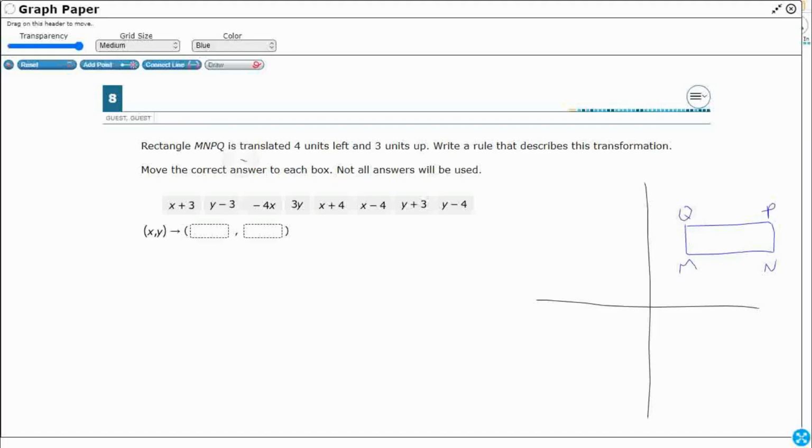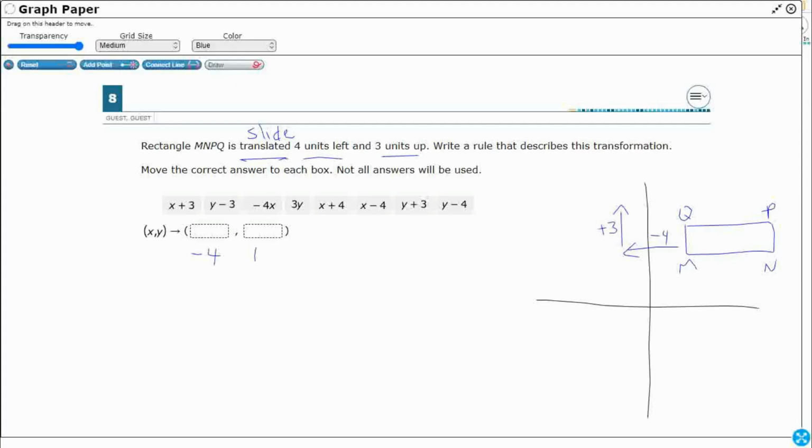So it's going to be translated. We need to know what this word means, right? This is a slide. It's going to maintain congruence. It's not a dilation. Dilation grows and shrinks. So the translation is going to slide it 4 units to the left, which means we're getting smaller, which means we need to subtract 4. So we need to have 4 units going away there, and then 3 units up. So we would slide it vertically 3, which means we're going to add 3.